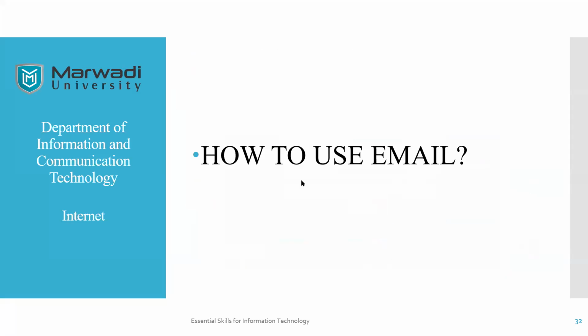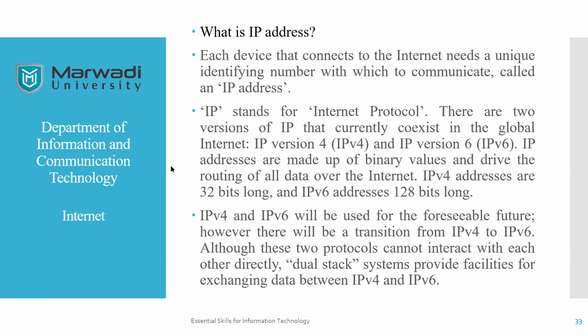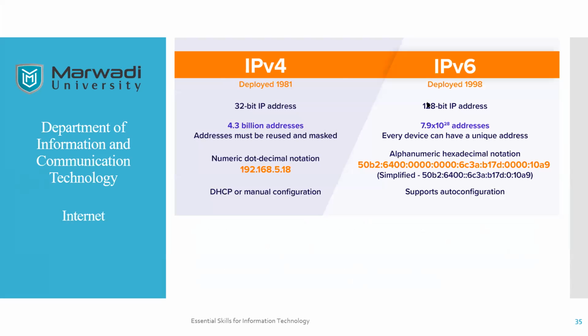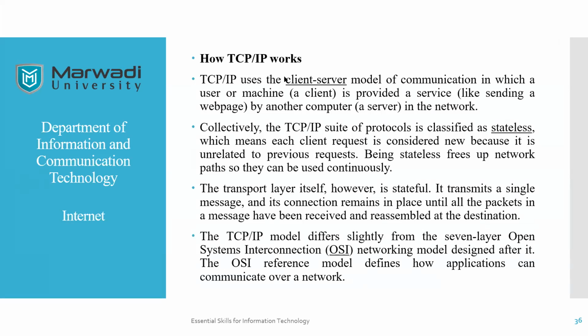then how to use email. Yes, don't forget to see your assignment. Okay, I think it will be published at 3 o'clock. Okay, how to use email, then what do you mean by IP address, then difference between IPv4 and IPv6, that these both are versions of IP address. Okay, IPv4 is the oldest version and IPv6 is the latest version. Then we have seen how TCP/IP works.